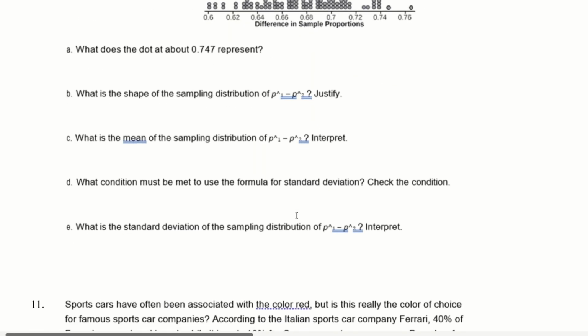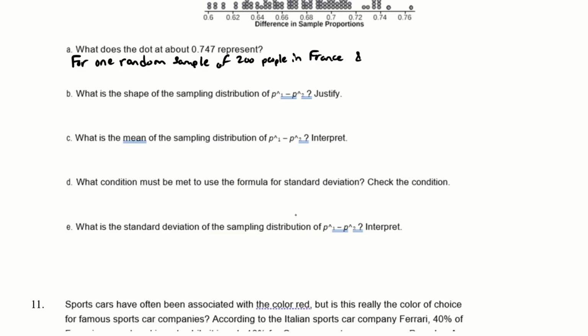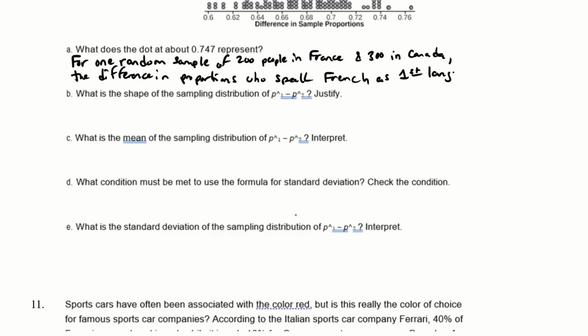Okay, so for one random sample, because there's only one dot there, so for one random sample of 200 people in France and 300 in Canada, the difference in proportions who speak French as the first language is 0.747.